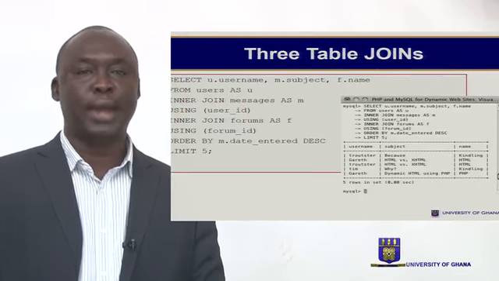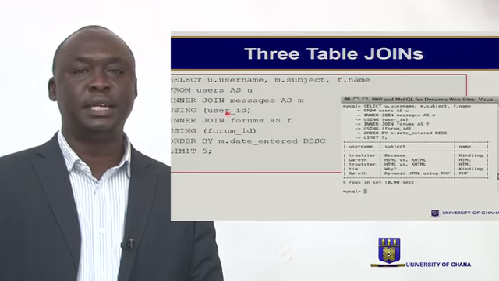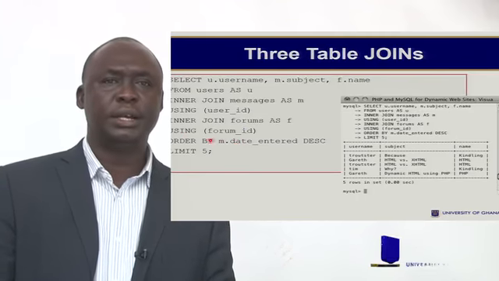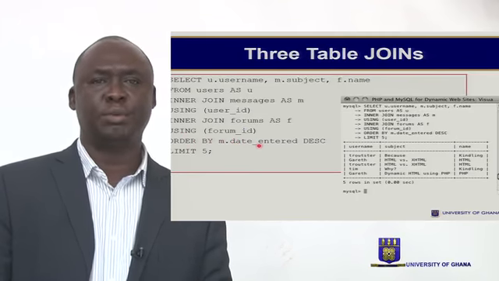So we could have used WHERE, but whenever you have the same name as a primary and foreign key between the 2 tables, you can just specify USING the user ID. You don't have to use WHERE. Then we can also specify the next join, which is INNER JOIN forum AS F. We also have forum ID as the primary key and as the foreign key in the message table. So we specify USING this, and then we specify the table.